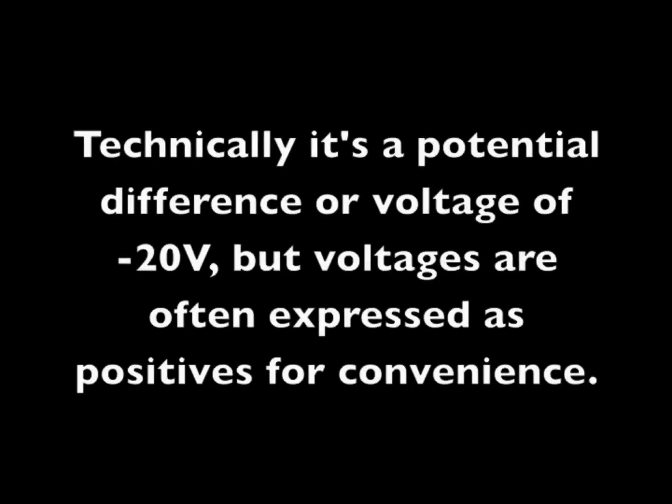Technically, it's a potential difference or voltage of negative 20 volts, not 20. But voltages are often expressed as positives for convenience. Now, when you're doing calculations, just do as you always do with deltas. Do final minus initial and use the sign that it should be. And so you can use the negative if it should be negative. But just realize that when voltages are expressed in common terms, they are given as positives.